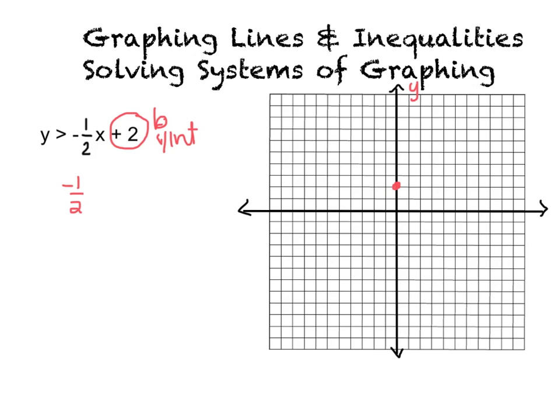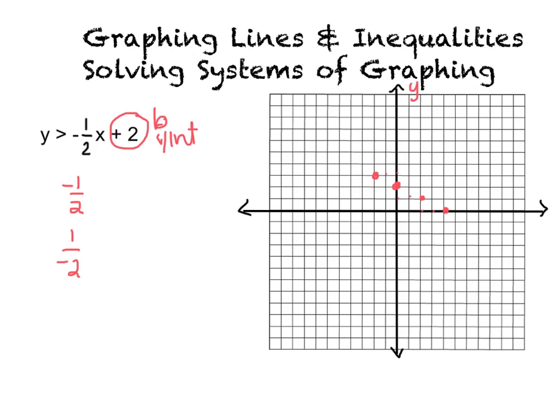Remember, it can be negative 1 over 2 or positive 1 over negative 2. I can go rise negative 1, run positive 2, or I can rise positive 1, run backwards 2. Either way, that's all going to be on the same line.